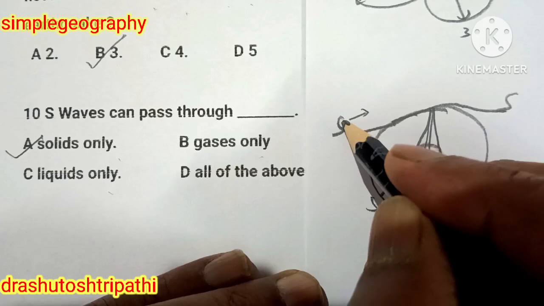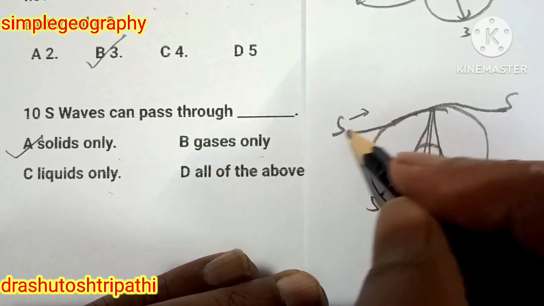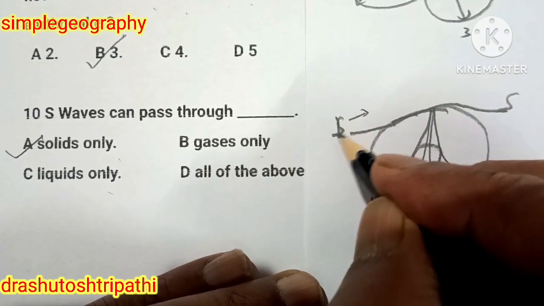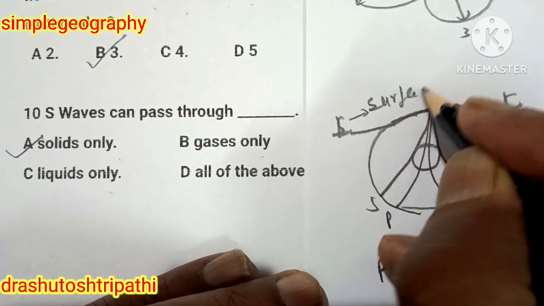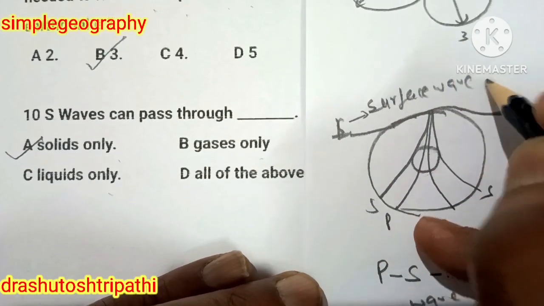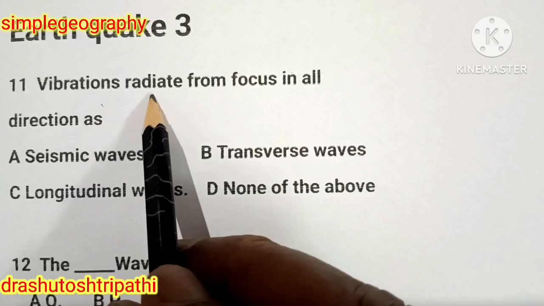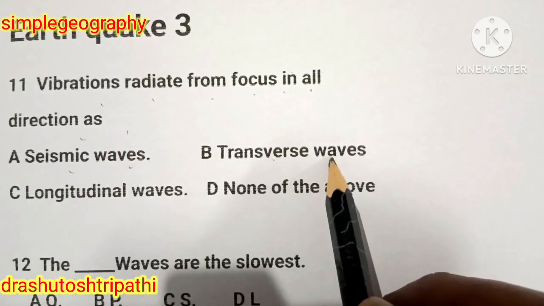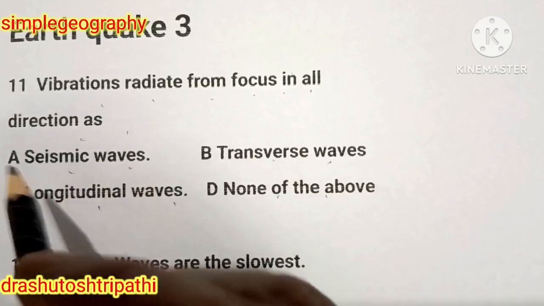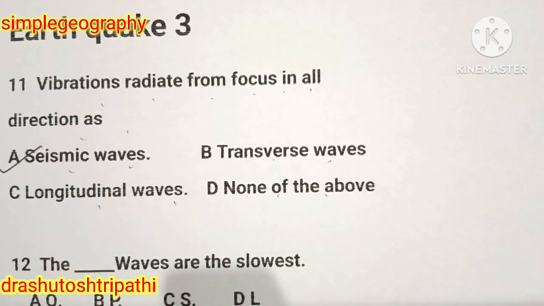And the last one is the surface wave, that is the L wave. It is known as the surface wave. Radiation radiated from the focus in all directions are seismic waves, transverse waves, longitudinal waves, none of these. The answer is A, seismic waves.